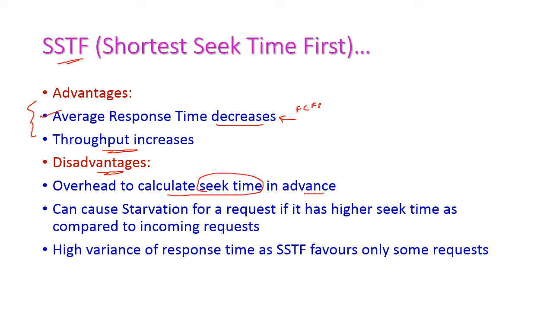So before giving response to the request, we need to compute the seek time for all the requests which are available in the request queue, isn't it? So this is a very big overhead, and it can cause starvation for the request which has higher seek time. Suppose the seek time is very high, for example 190, 199, and all the previous are very small, then this particular request has to wait a very long time, and starvation may occur.